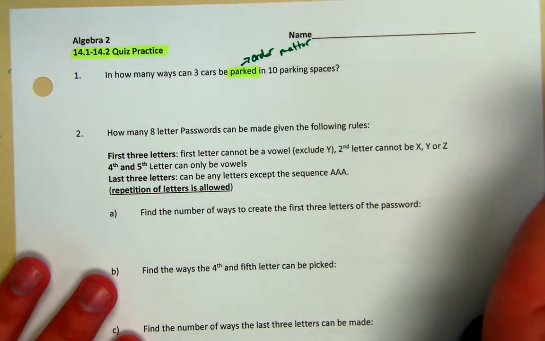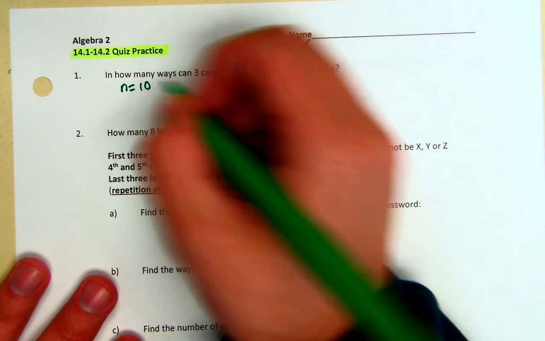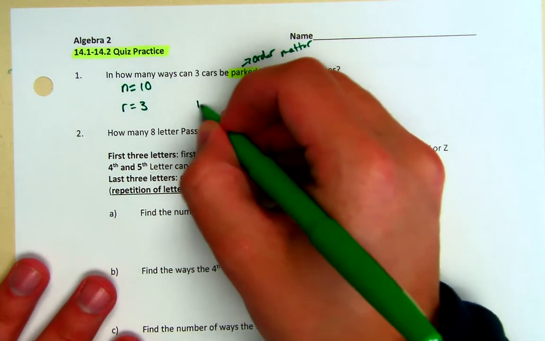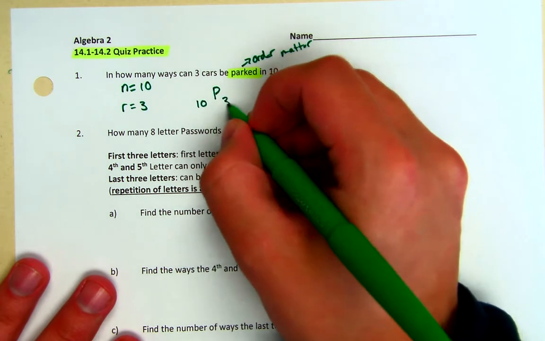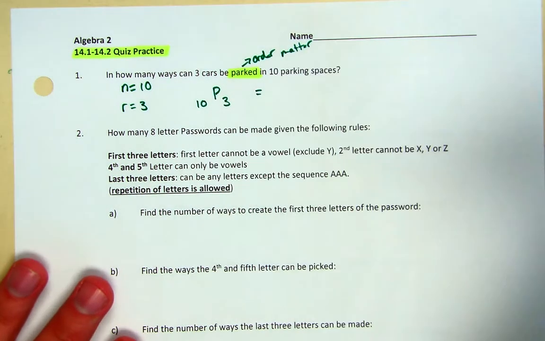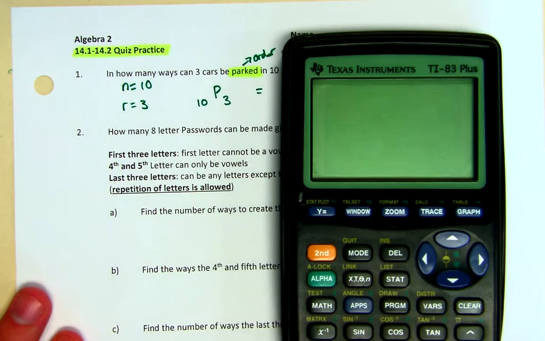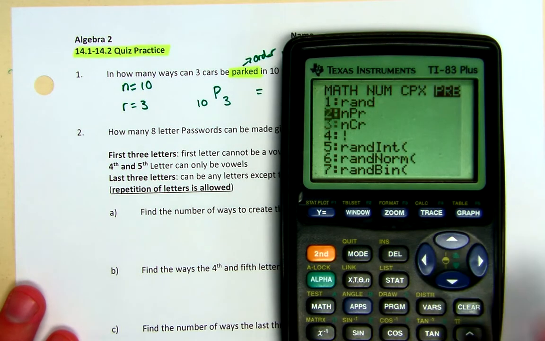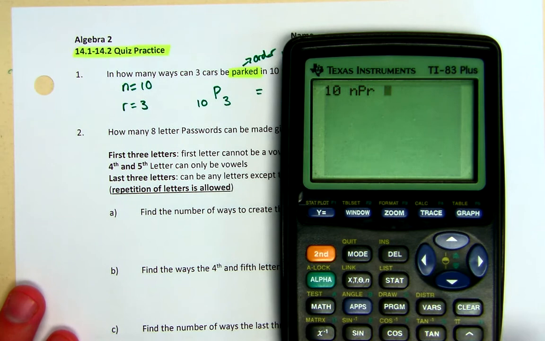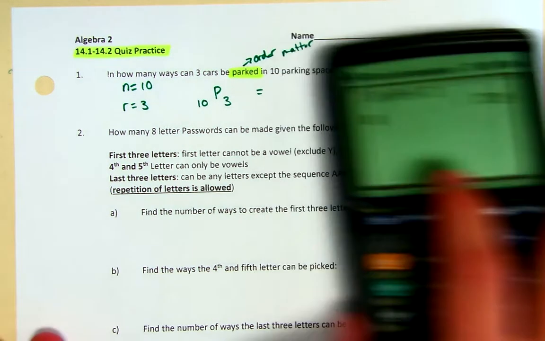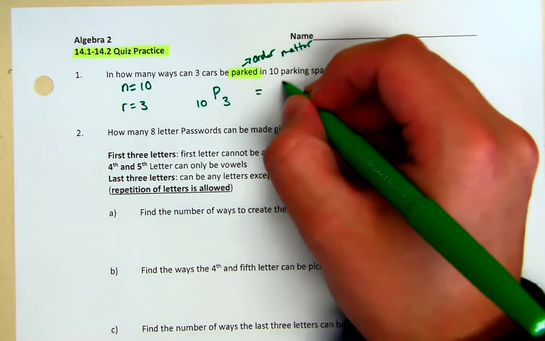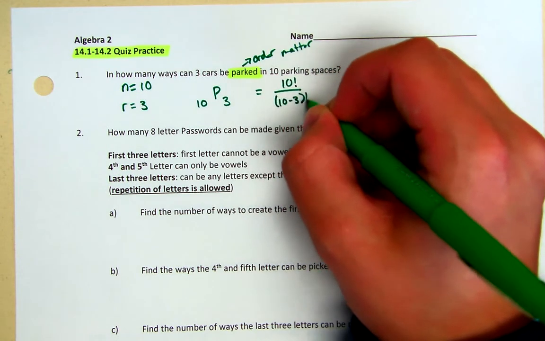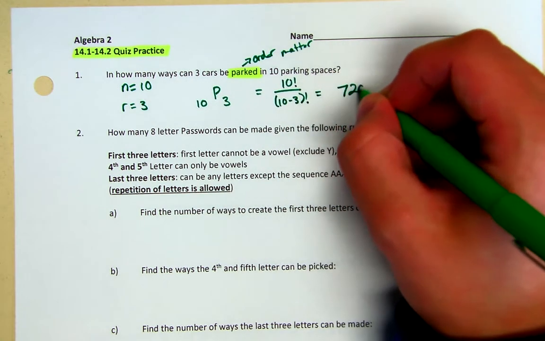So we've got 3 cars, 10 spaces. So n is the total spaces, 10, and I am going to pick 3 cars to park in those. Again, if you need a refresher on how to do that in your calculator, 10, math, probability, and we are picking 3 spaces: 720 ways. Same thing with factorials: 10 factorial over (10 minus 3) factorial, which gives you your 720.